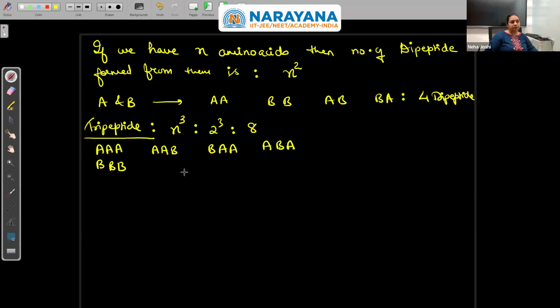These are different tripeptides. BAA and AAB are different. Coming to 2B cases, I will have B, B, A, right? Then A, B, B, B, A, B. So I have 8 tripeptides. That is what I was saying.